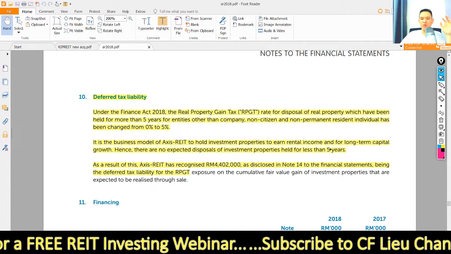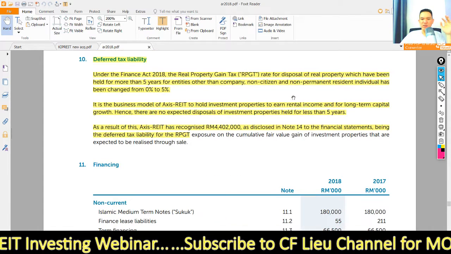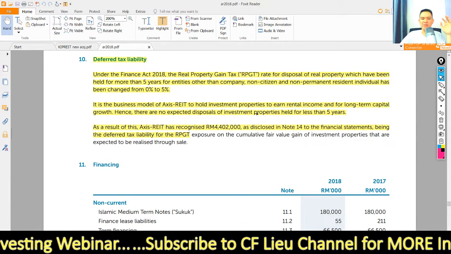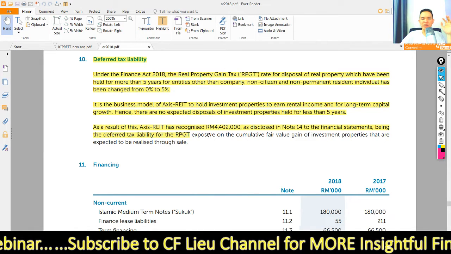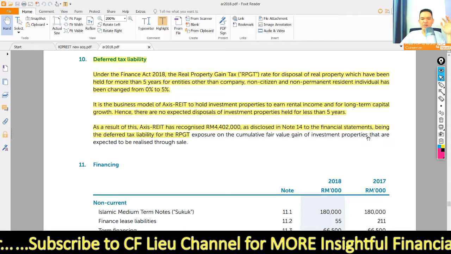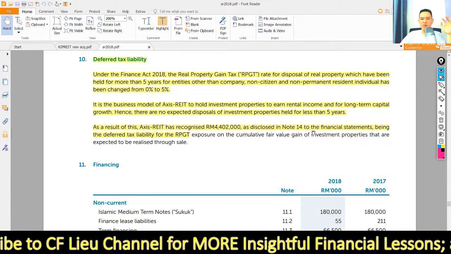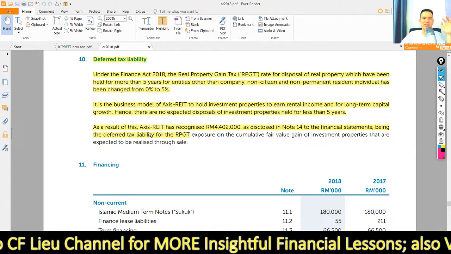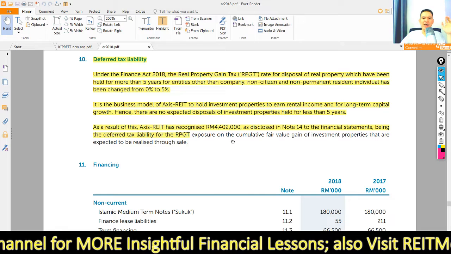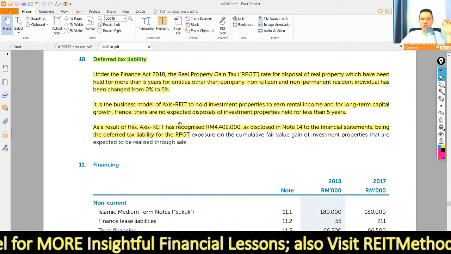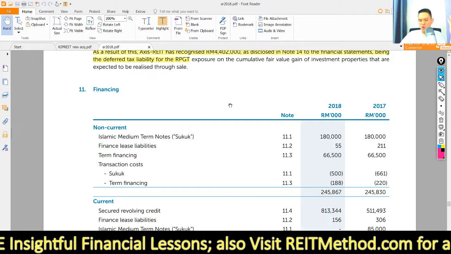So in the business model, they are not expected to hold for less than 5 years, so they are not expected to be impacted by this. The financial statements disclose a deferred tax on the accumulated fair value gain that is expected to be realized on sale. But this has not happened, that's why I say deferred.